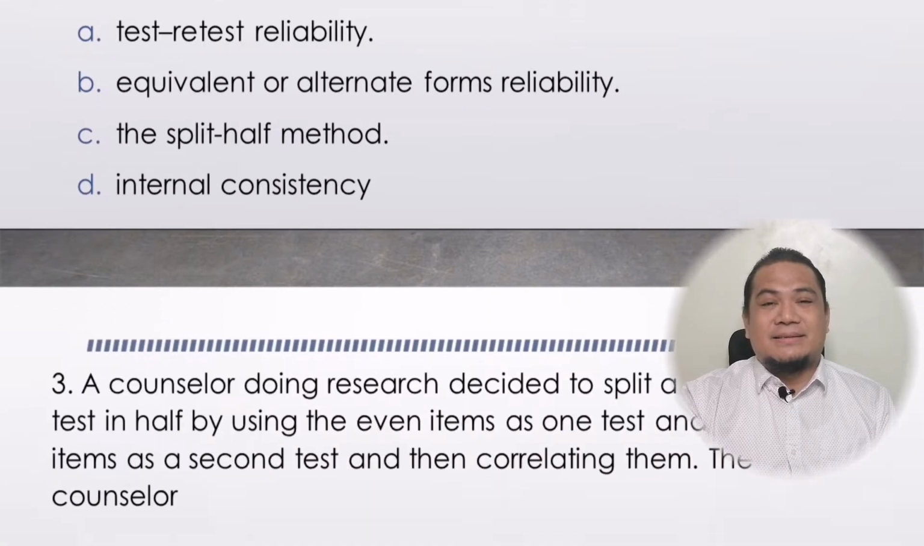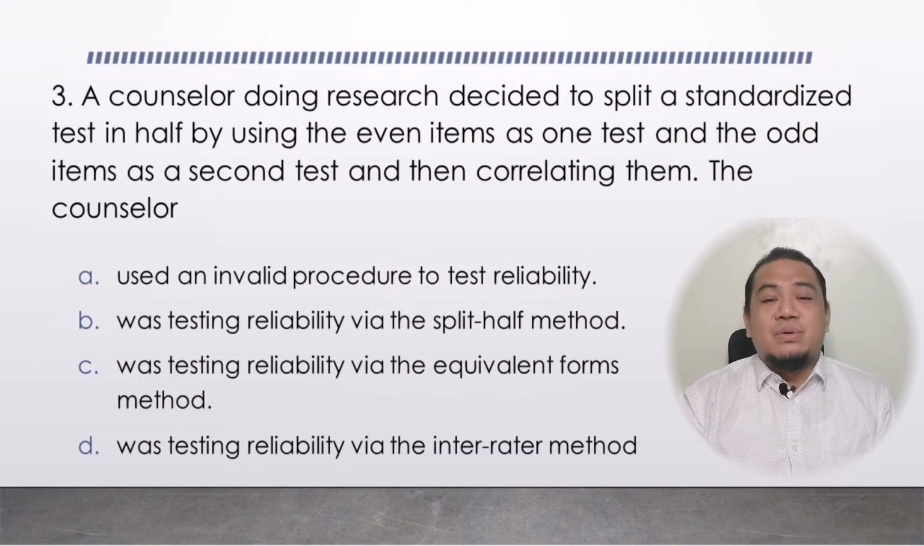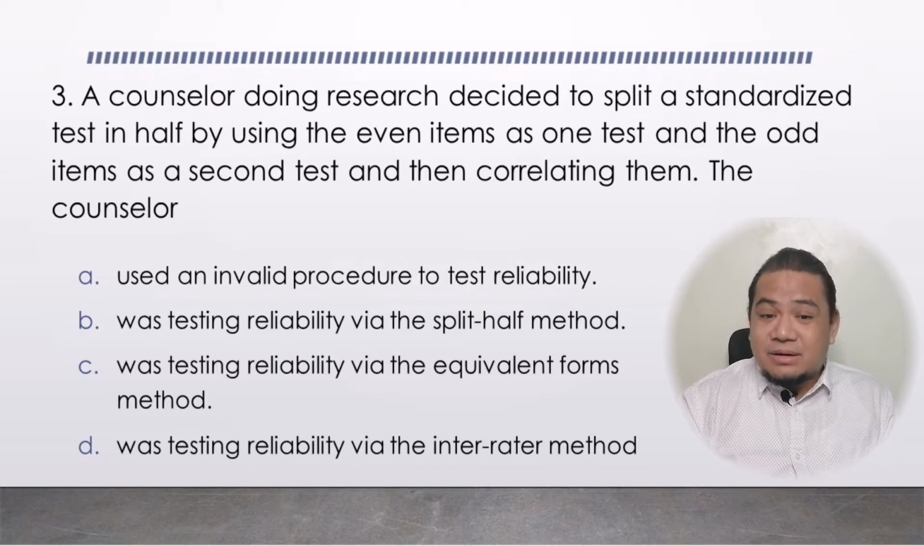Internal consistency. Number 3. A counselor doing research decided to split a standardized test in half by using the even items as one test and the odd items as the second test, and then correlating them. The counselor, letter A, used an invalid procedure to test reliability. B. Was testing reliability via the split-half method. C. Was testing reliability via the equivalent form method. And letter D. Was testing reliability via the inter-rater method.